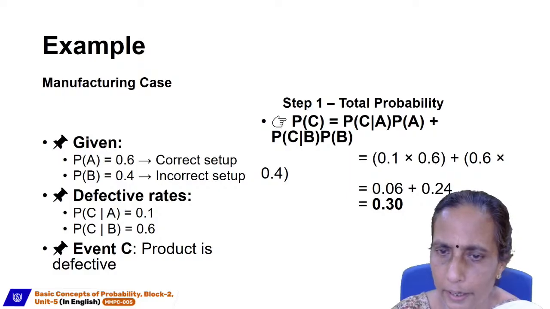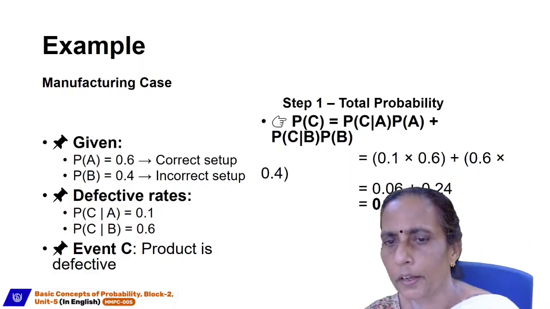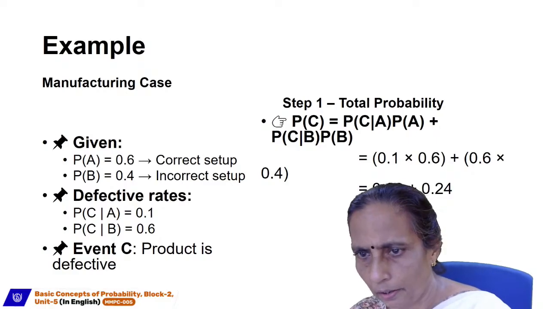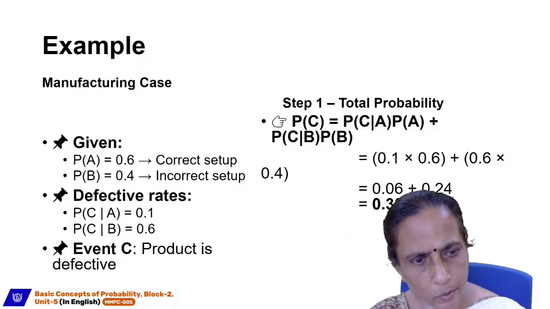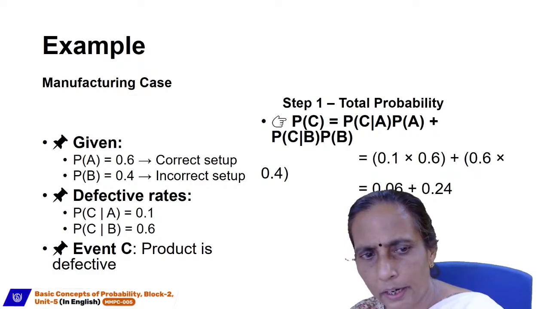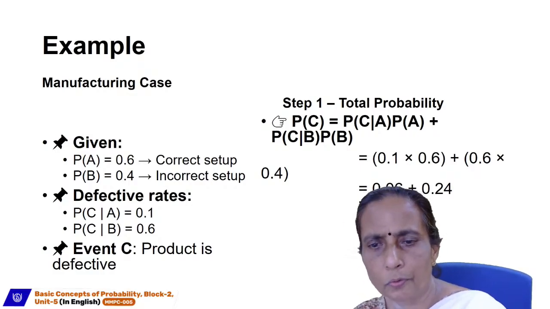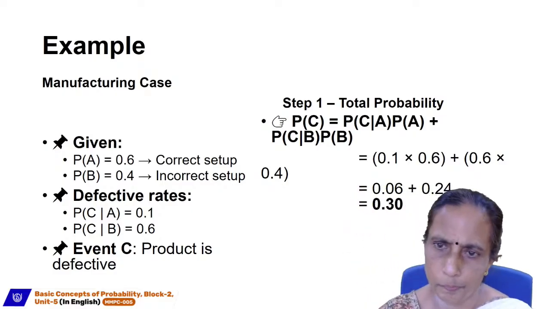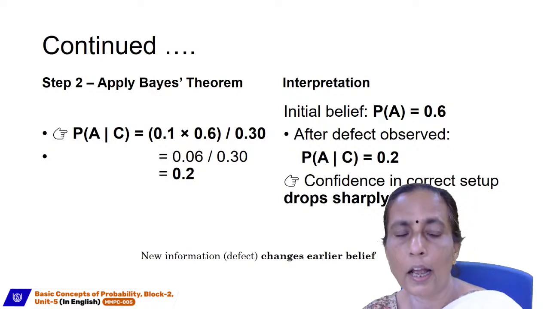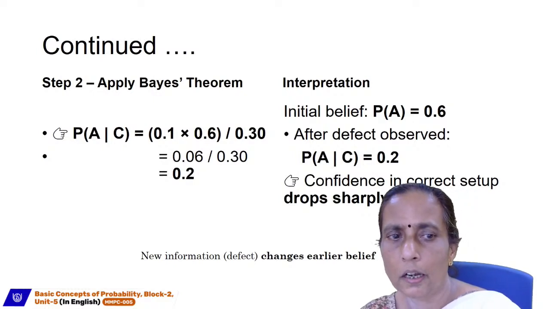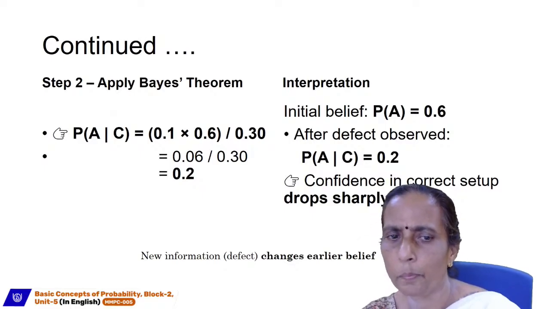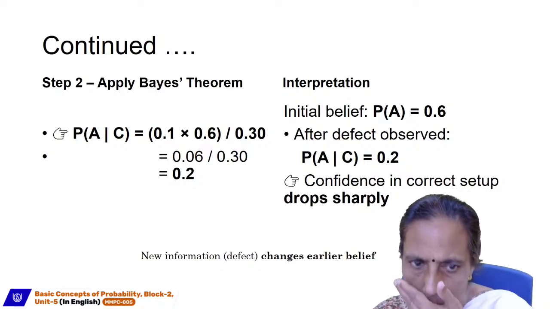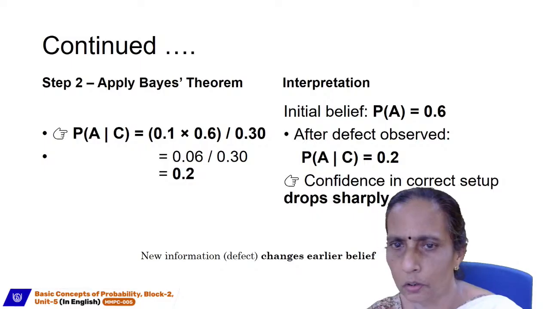So total probability is equal to probability of C given A times probability of A, plus probability of C given B times probability of B. So it is 0.1 into 0.6 plus 0.6 into 0.4, that is equal to 0.30 total probability. Then apply the Bayes theorem. The conditional probability of A happening given the event C has already happened is 0.1 into 0.6 by 0.30. So it is equal to 0.2.